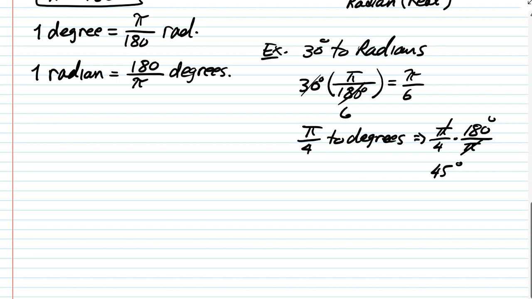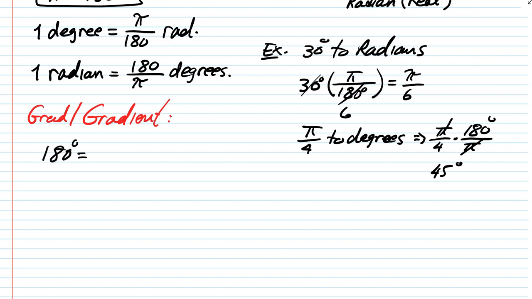All right, and the third one I mentioned that nobody anymore knows about is gradient or grads. Grad or gradient measure. Now with gradient, it's interesting. You divide the circle into 400 equal parts. So it's easier to think about a half circle. 180 degrees would equal 200 grads. Okay, so from this relationship, we can get the conversion factor.